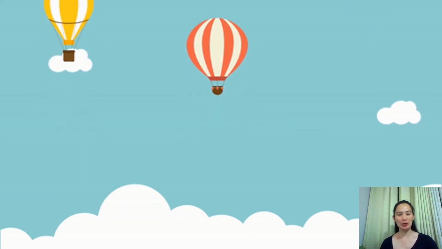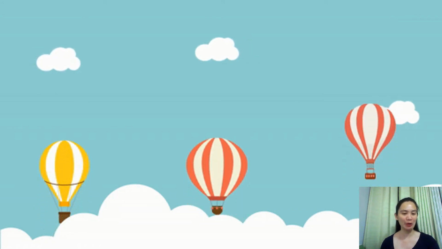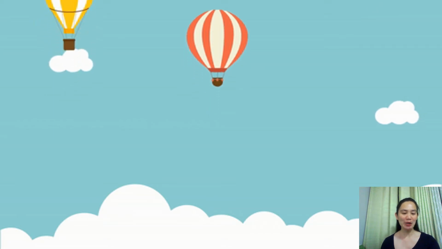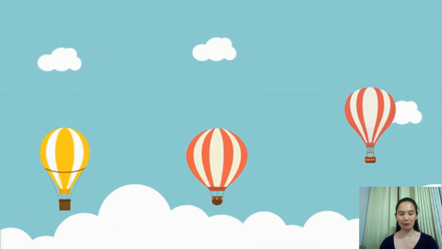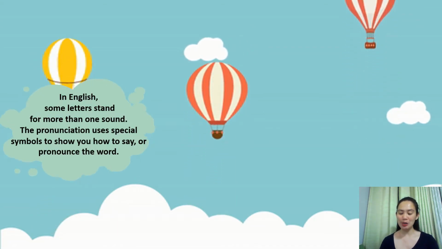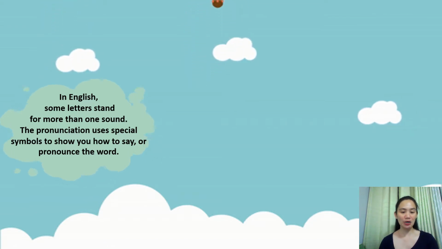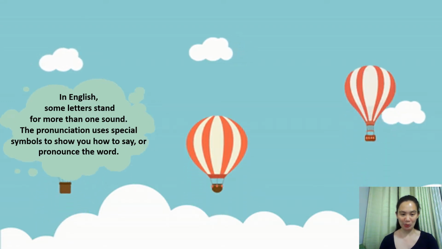Proper pronunciation is the key to mastering the English language. Without correct pronunciation, the vocabulary that you know will be less effective when communicating. It is always better to know fewer words and pronounce them well than to know a lot of words and pronounce them badly. In English, some letters stand for more than one sound. The pronunciation uses special symbols to show you how to say or pronounce the word.